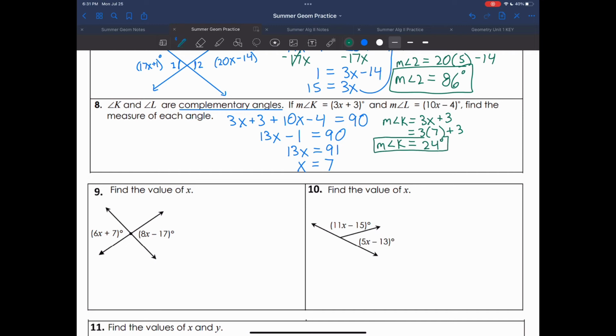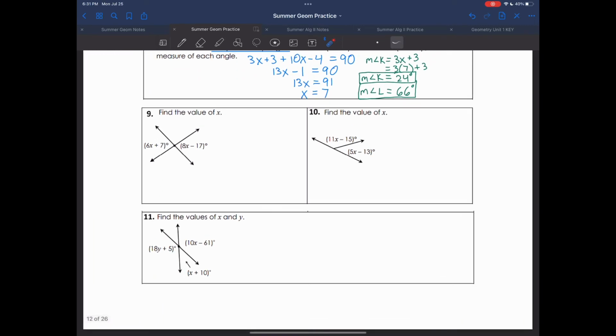So there's half our answer. And we also want the measure of angle L, which I guess you could do either way. You could plug the 7 in for x right here. 10 times 7 would be 70 minus 4. That's going to give me 66 degrees. That was easy enough. The other thing you could do would be, since you know this one is 24 and they're complementary angles, you could just think what's 90 minus 24 and you get 66 degrees. So either way, you get both your answers there.